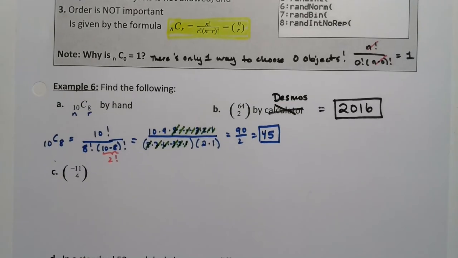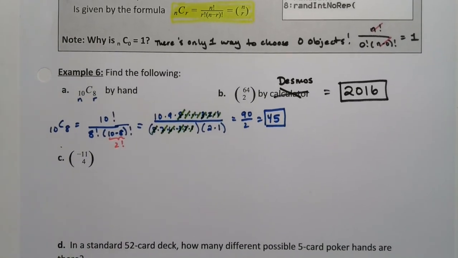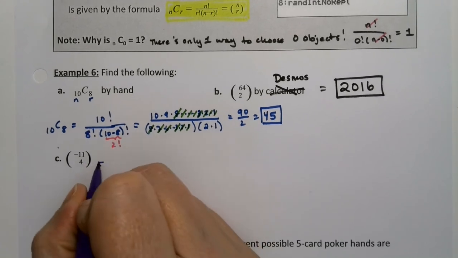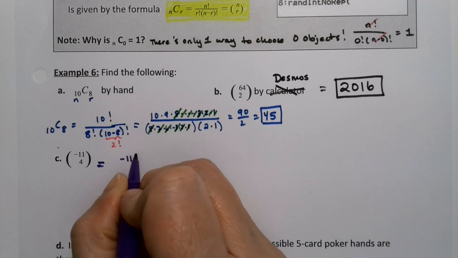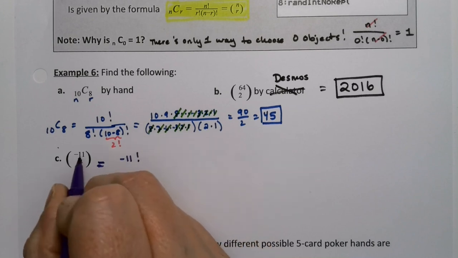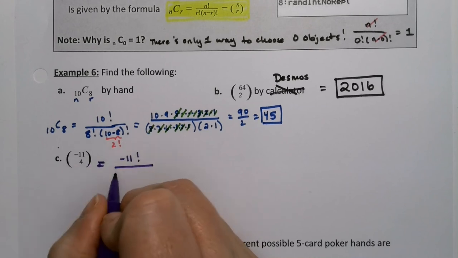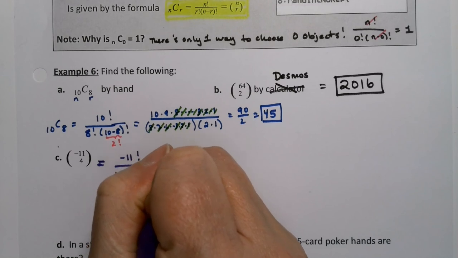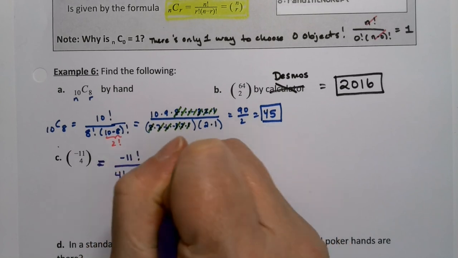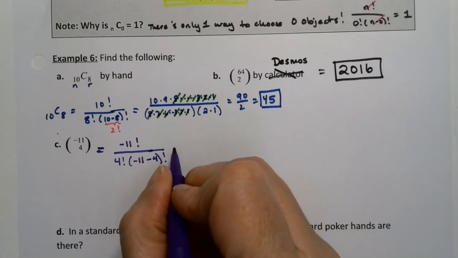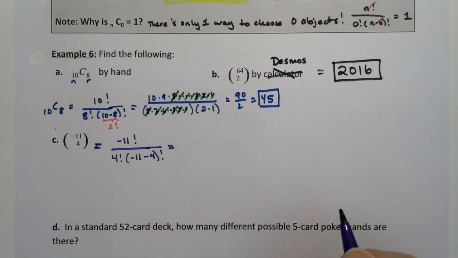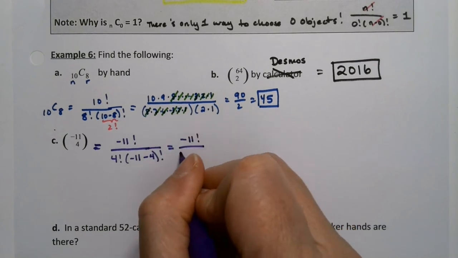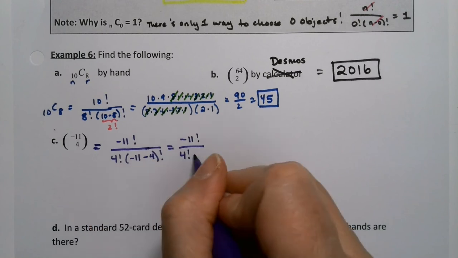So to do this, we're going to actually have to use the formula and think about what factorial means. All right, so this would be equal to negative 11 factorial, that's n factorial because that top number is n, over 4 factorial times n minus r, which is negative 11 minus 4 factorial. You just use the formula because Desmos and the calculators will not do this for you. All right, so that's negative 11 factorial over 4 factorial times negative 15 factorial.